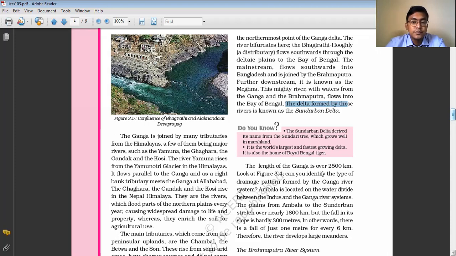The delta region has been named after these Sundari trees. It is the world's largest and the fastest growing delta. It is also famous for the Royal Bengal tiger, because it is the home of the Royal Bengal tigers, which can be found only in the Sundarban Delta. It is famous for its biodiversity, because here we can find different varieties of plant species, different varieties of birds, as well as the Royal Bengal tiger.